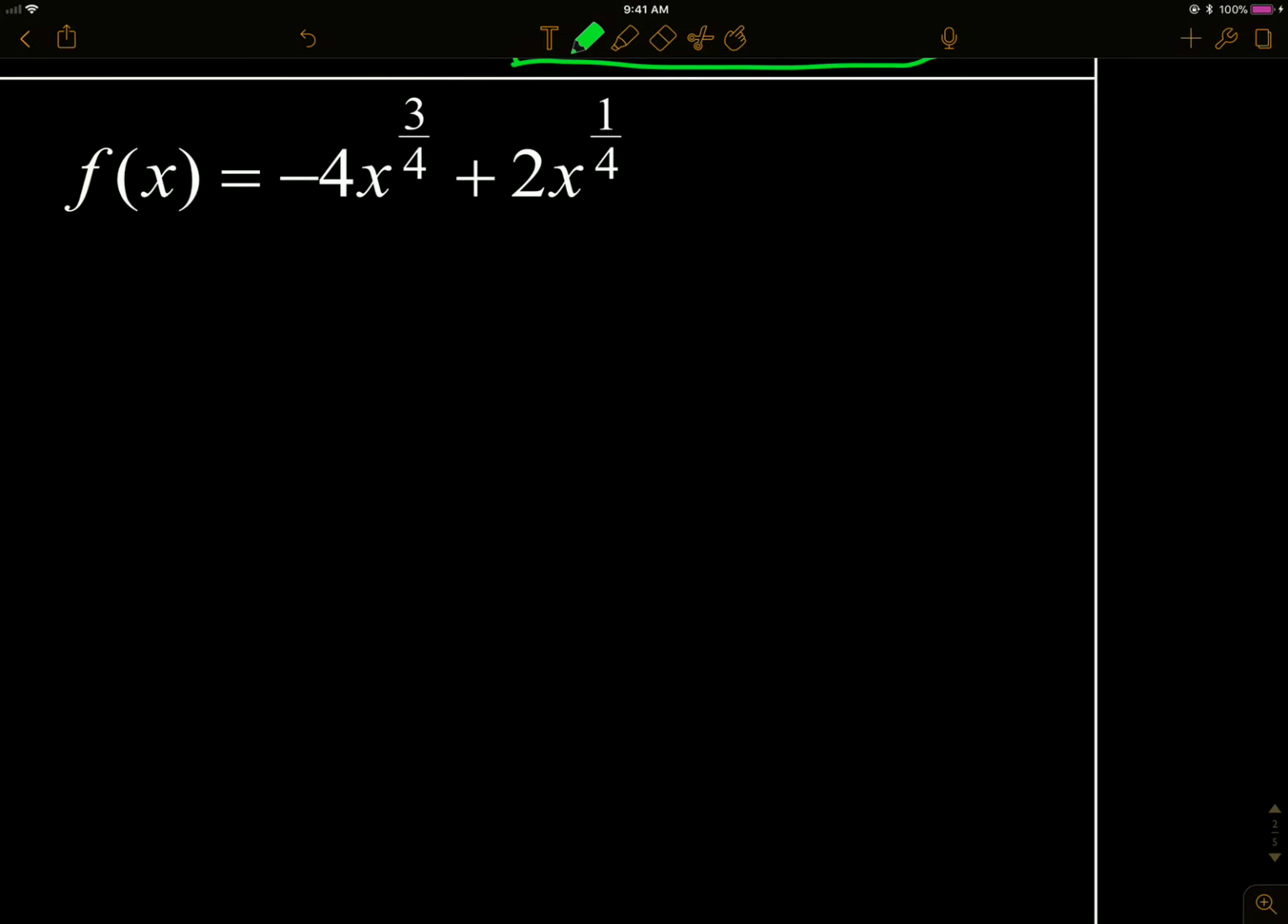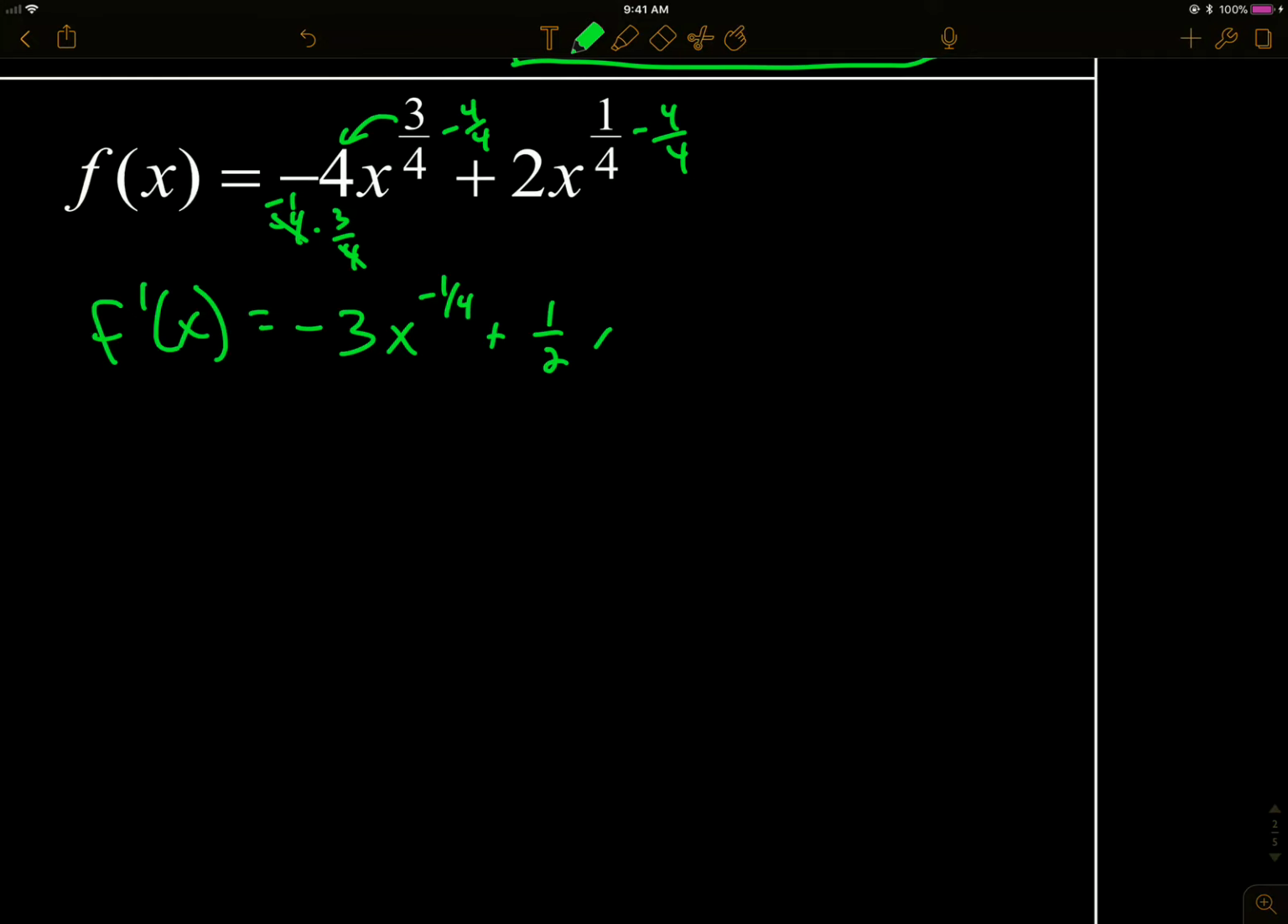All right, this one's already in a good form, so it's going to be about the simplification afterwards. If I do -4 times 3/4, the 4 and the -4 cancel, so I get a -3x. So I brought the 3/4 down and I multiplied by -4. Now I'm going to subtract 1 off it, so I get -1/4. Then I bring the 1/4 down and multiply by the 2, so that gives me a 1/2. And then I reduce by 1, so I get a -3/4.